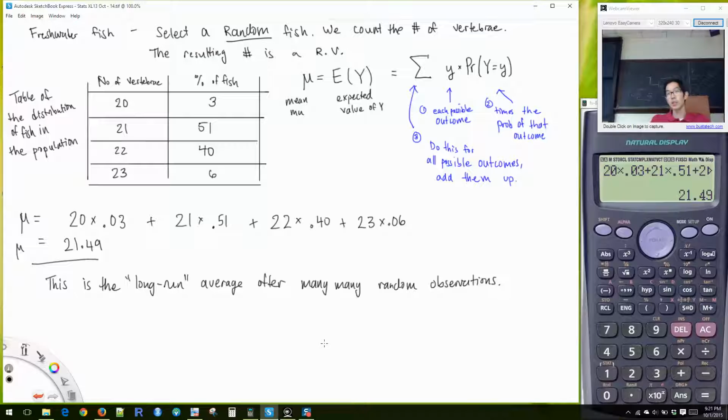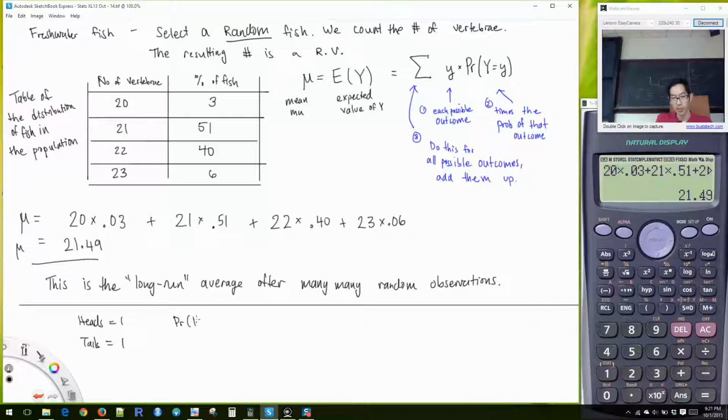Okay, so with that notion, what is the mean number of heads that I would see in a coin flip? So remember, we said heads will be equal to 1, tails is equal to 0. Probability of heads will be 0.5, and probability of tails is 0.5. We've coded the heads to be 1, and we've coded the tails to be 0. So what is the mean number of heads in a coin flip?